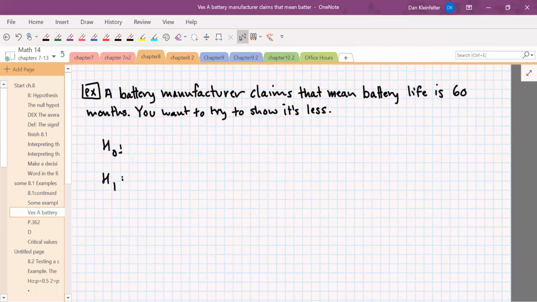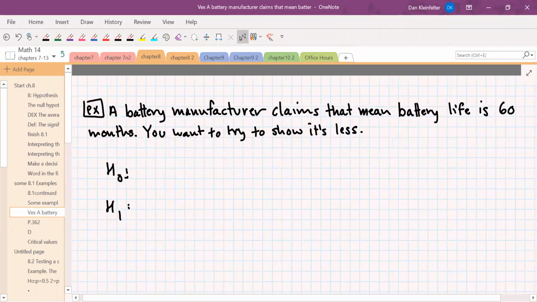Okay, more setting up hypotheses. A battery manufacturer claims that the mean battery life is 60 months. We want to try to show that it is less. So the null hypothesis is 60 months, right? And it's about a mean, so that's mu. Mu equals 60 months. We think it's less, so we'll go with less than 60 months as the alternative.